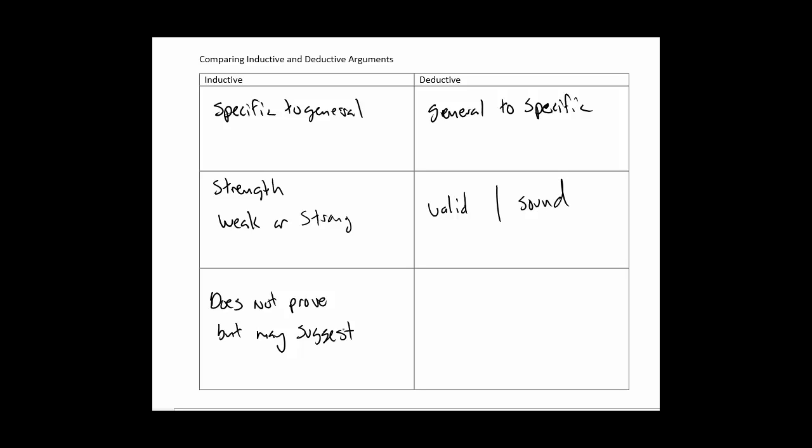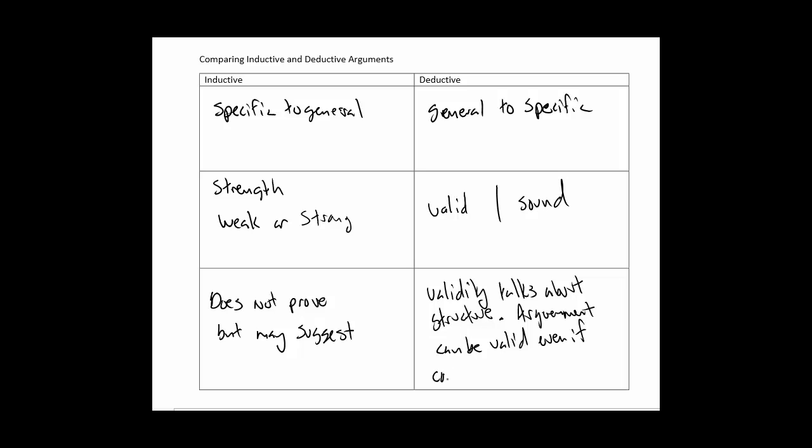We can still connect the dots, and there can still be evidence to support. It doesn't guarantee that the deductive argument is going to prove anything in a specific case. So the validity only refers to the structure. An argument can be valid even if the conclusion is false.